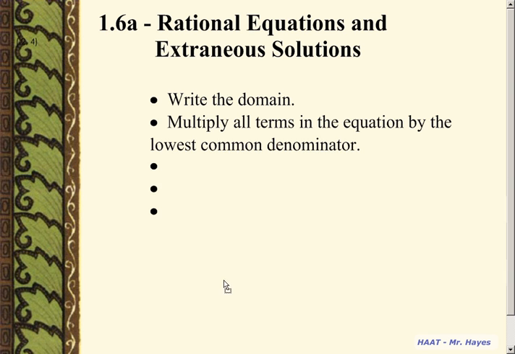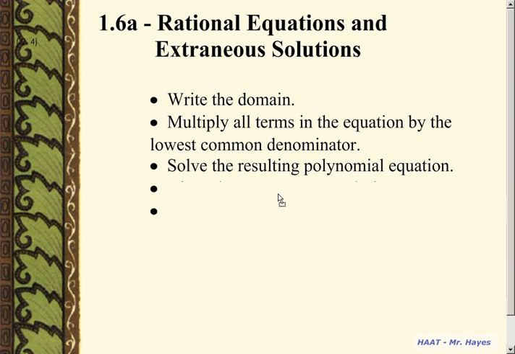The second step is, remember, multiply all the terms in the equation by the lowest common denominator. What will end up happening then is that the stuff that's currently in the denominator will divide out. And then whatever's left over will give us a nice equation. You're going to resolve that polynomial equation that's left over. It might be linear, might be quadratic, and then you need to discard any extraneous solutions.